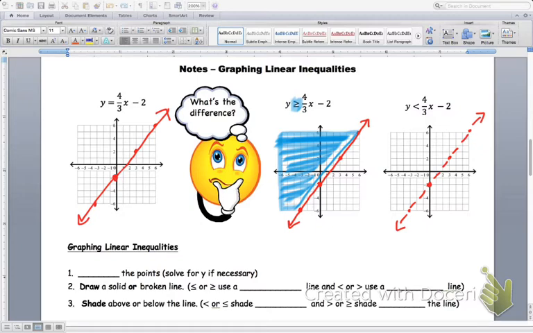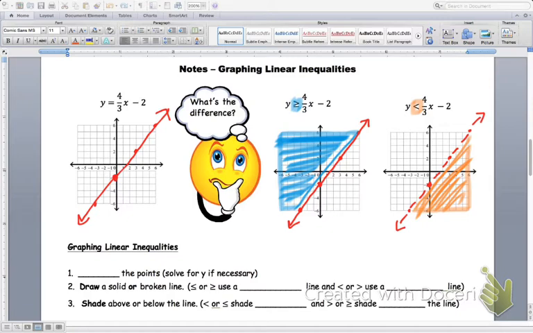So we're going to say less than. So again, we have our less than symbol. We're going to shade everything below the line. So all the points in this region are solutions to the inequality. So any point that I pick, if I were to pick this point right here and plug it in, it would be a solution. If I were to pick this point right there, that would also be a solution. If I would pick this point, that would not be a solution. If I were to pick a point on the line, like this one right here, that would not be a solution.